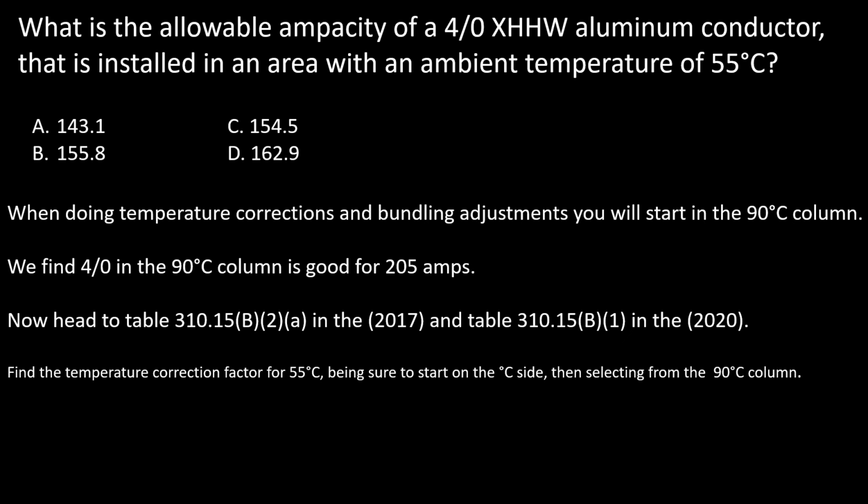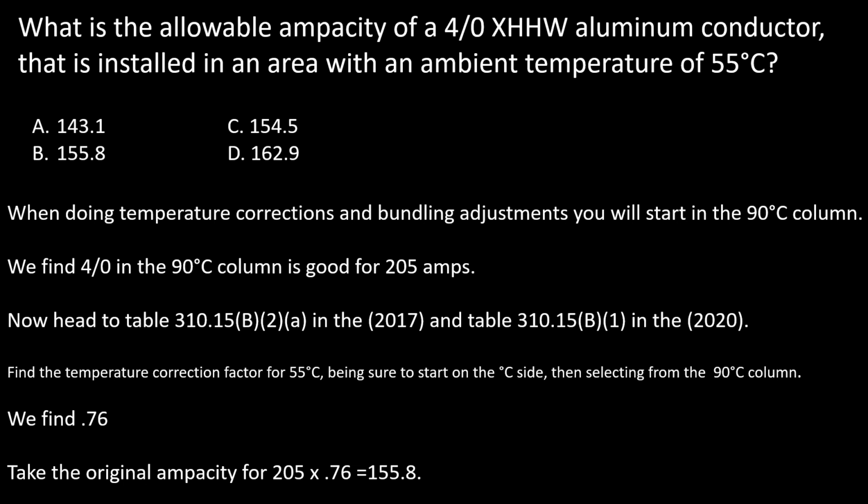Now we're going to head to the 90 degrees C column for our correction factor. We find that it's 0.76. Now we take the original ampacity, multiply it by 0.76, and that's going to give us a new allowable ampacity of 155.8. And we select B. Great job.